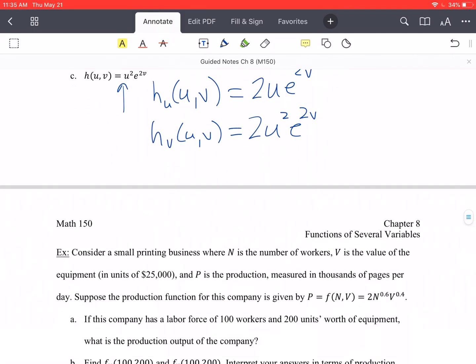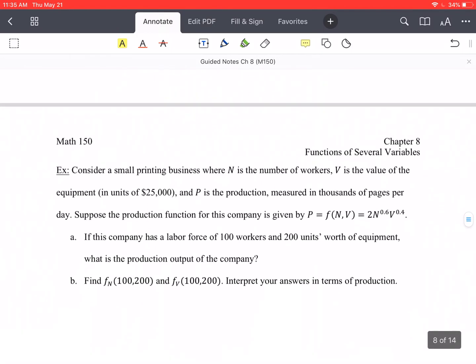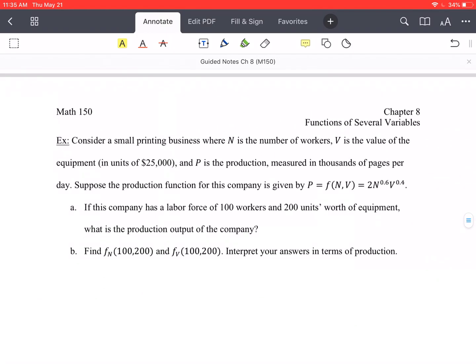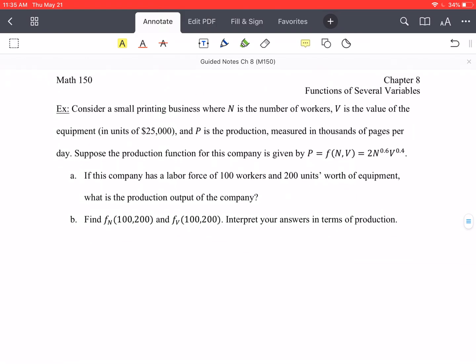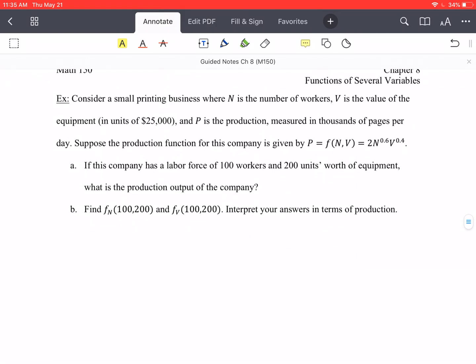So now let's look at an example where we can actually compute partial derivatives and put a bit of interpretation to this. So consider a small printing business where N is the number of workers, V is the value of the equipment in units of $25,000, and P is the production measured in thousands of pages per day. Suppose the production function for this company is given by P equals F of (N,V), which equals 2 times N to the 0.6 power times V to the 0.4 power.